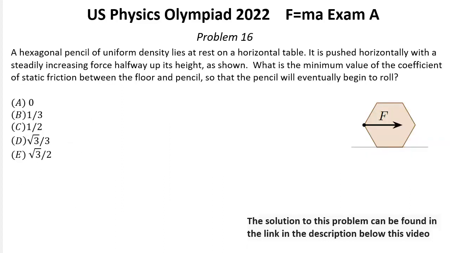Problem number 16. A hexagonal pencil of a uniform density lies at rest on a horizontal table. It is pushed horizontally with a steadily increasing force halfway up its height as shown. What is the minimum value of the coefficient of static friction between the floor and pencil, so that the pencil will eventually begin to roll?